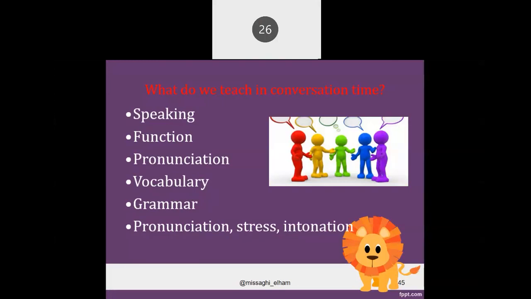Excellent. So in conversation time or in the dialogue, you work on speaking and also listening, because all the dialogues or all conversations in young learners books have audio parts. Okay? So you work on speaking skill, listening skill, and you work on functions like making suggestions: let's go shopping. Or invitation: would you like a cup of tea? Okay, you work on functions.